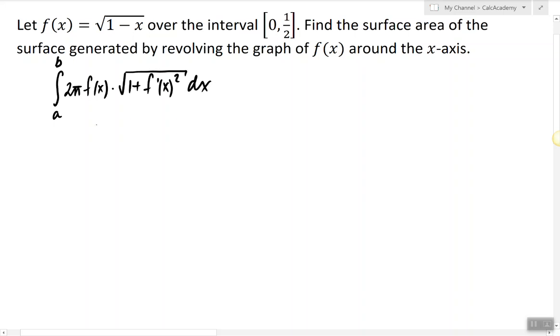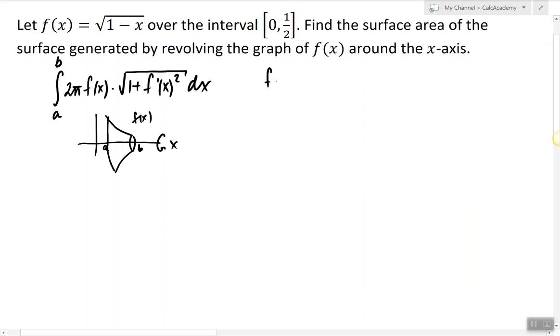And this formula will give us the surface area of the solid created by revolving the piece of f of x between a and b around the x-axis.